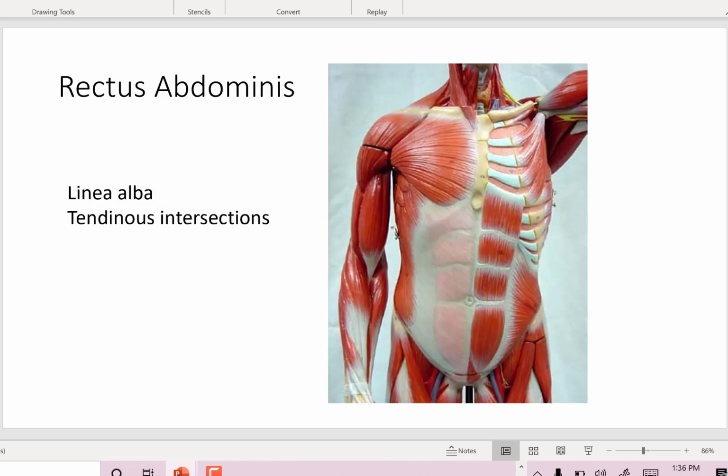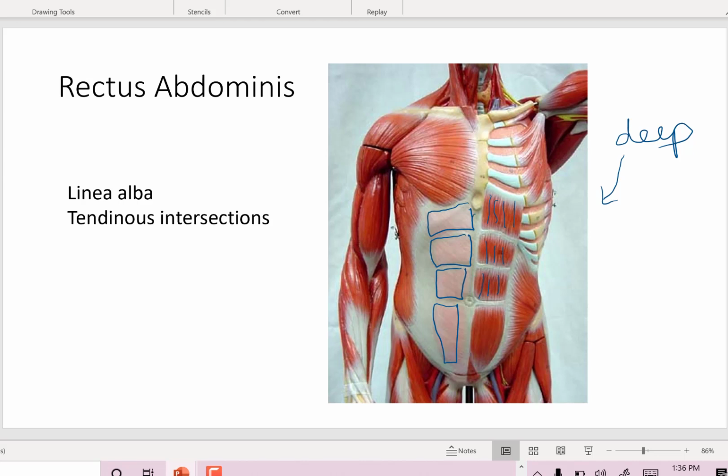Moving on to the rectus abdominis. The rectus abdominis, again, is underneath this fascia. We can see it kind of peeking through the fascia. But if we look at the deep side of our torso model, we can see the parallel striations of the rectus abdominis, and that's why it's called rectus, which means straight.